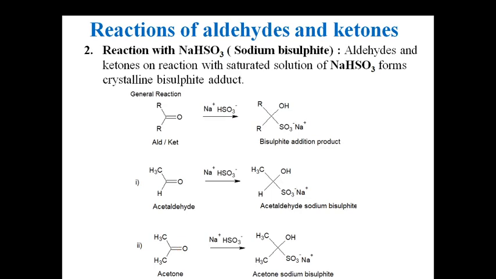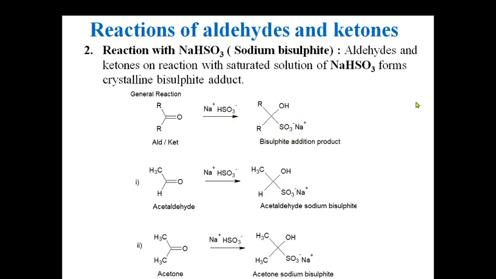Next is reaction of aldehydes and ketones with sodium bisulfite. So sodium bisulfite is also one of the very important characteristic reactions for the detection of the aldehydes and ketones, as it forms a crystalline bisulfite product or adduct. This is the general reaction. If you are taking the aldehydes or ketone and react with sodium bisulfite, you will get the crystalline bisulfite addition product. So simply, hydrogen will attach to the oxygen and the remaining part will attach to carbonyl carbon.